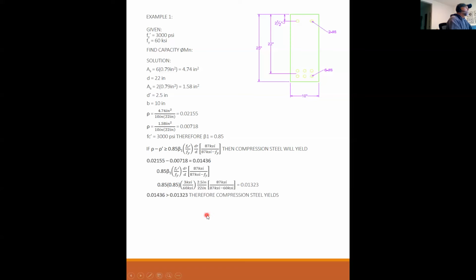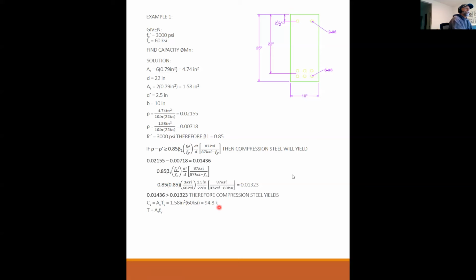Therefore, the compression steel is going to yield. So that makes this pretty easy. If the compression steel yields, then I know what the stress is in the compression steel. It's going to be Fy. So C sub S, the force in the compression steel, is equal to A prime S times Fy. 1.58 times 60 KSI is 94.8 kips.